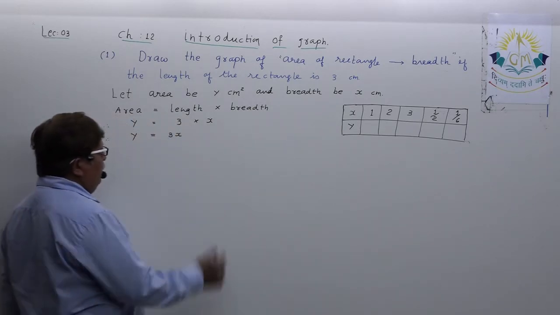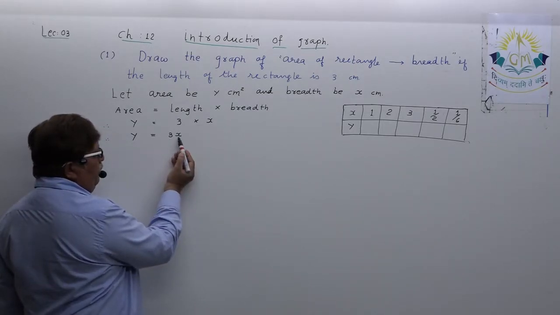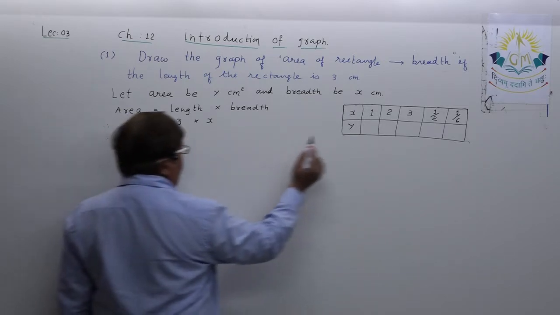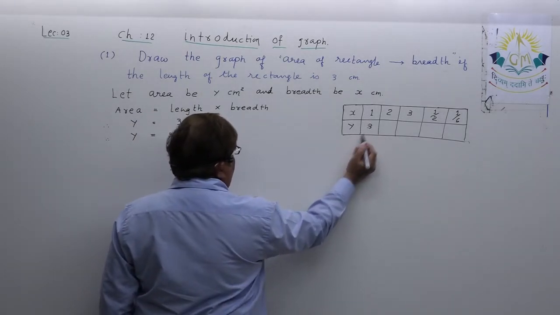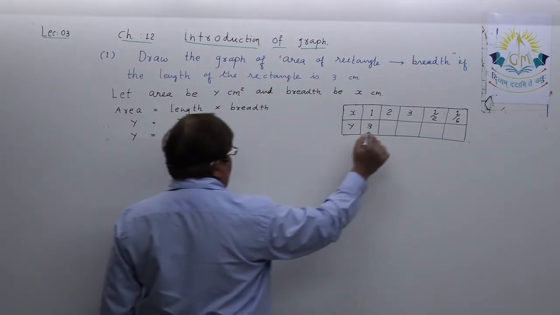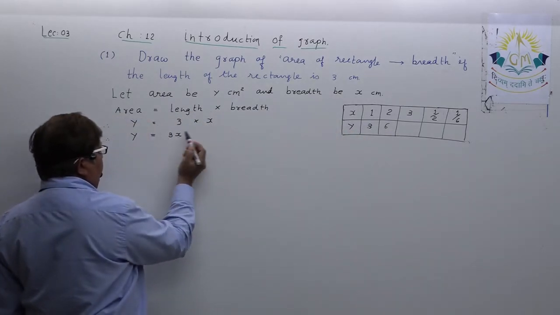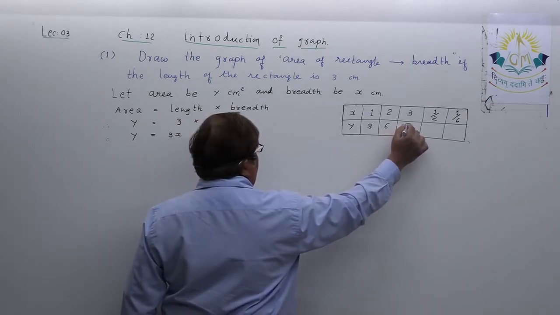Now, if you orally substitute in this, first x equal to 1. If you place 1 here, 3 into 1, that is 3. That you can do, dear student. 2: 3 into 2, that is 6. Now take 3: 3 into 3, that is 9.